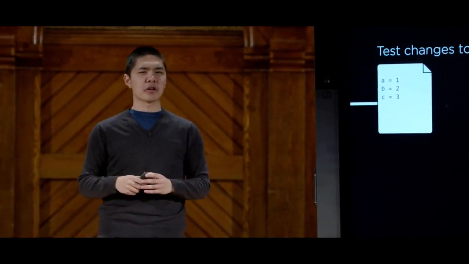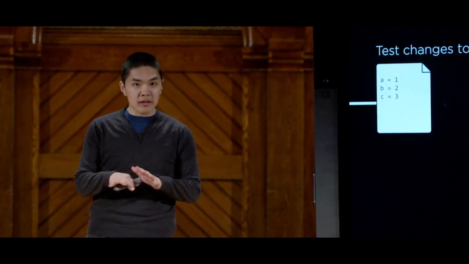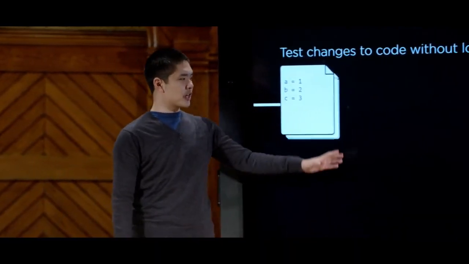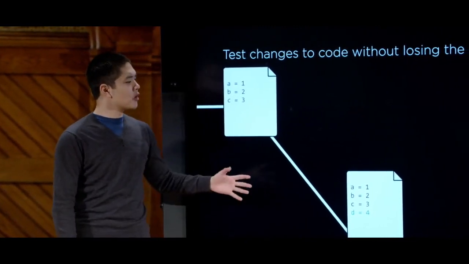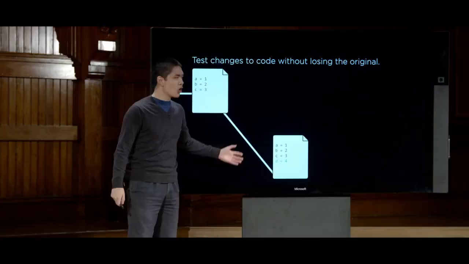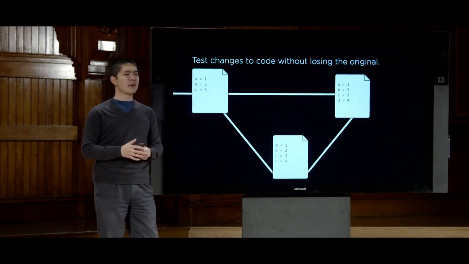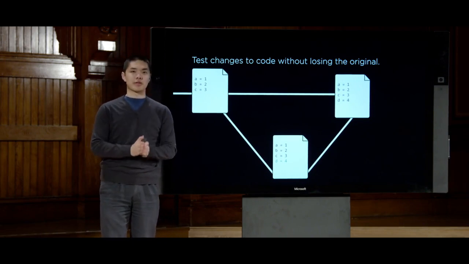So I want to test those changes, but I don't want to lose access to my original working version of the program, just in case something goes wrong. So what Git enables us to do is it lets us make changes to code on a separate branch, so to speak, such that later, once we're happy and satisfied with the changes, we can merge those changes back into the original version of our code, being able to test those changes before we're really sure that they're the ones that we want to make.